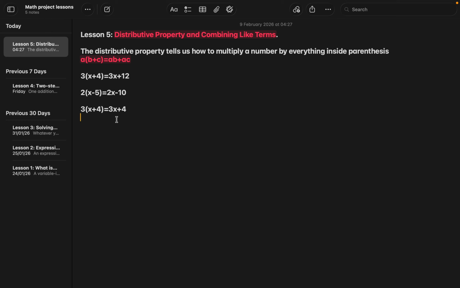Now let's talk a little about like terms. Like terms are terms that have the same variable and the same power. For example, 2x and 5x are like terms. And x and x are also like terms.